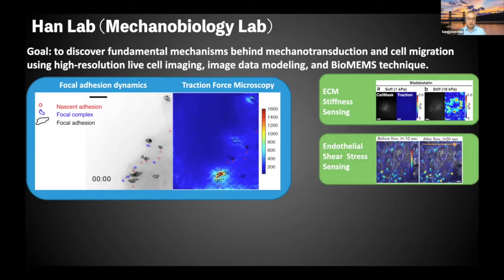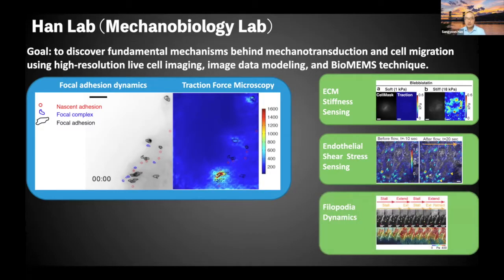Another one is endothelial cell shear stress sensing. We build a shear flow chamber with a soft gel on the bottom and see how the force changes with and without the application of shear flow. We apply physiological or pathological shear flow and see how the force and other molecules change.